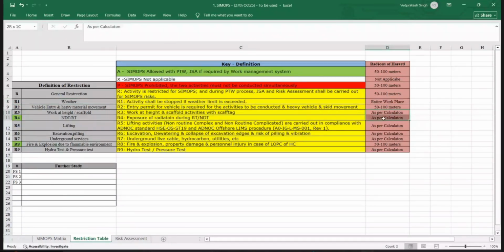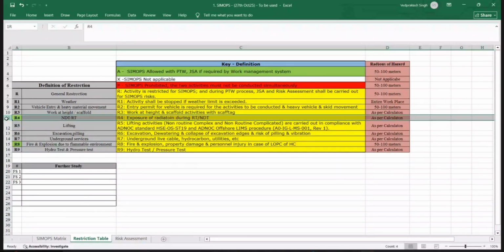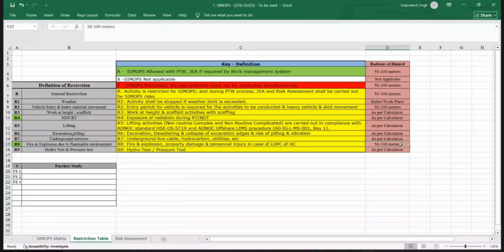Like entity, we cannot define the radius here. This will be done as per the radio source. So this will be done by the construction people. And for fire and explosion, I have put 50 to 100 meters only. I don't want to increase it more, because increasing more means we are giving more liberty to construction people. That I don't want to give. So this is the definition.